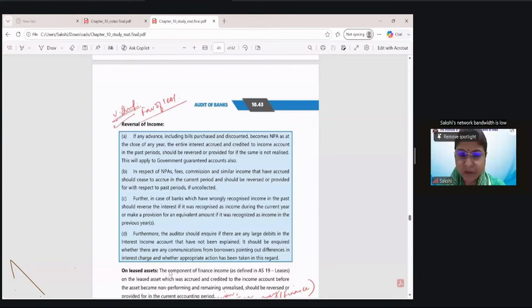Achal, is it clear to you now? Achal, please answer, beta. So, reversal of income will be done. Okay, reversal will be done. NPA will not be considered. That is the only difference.